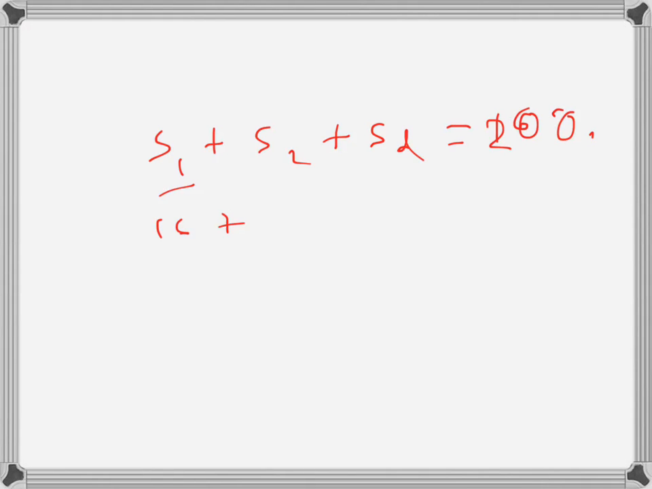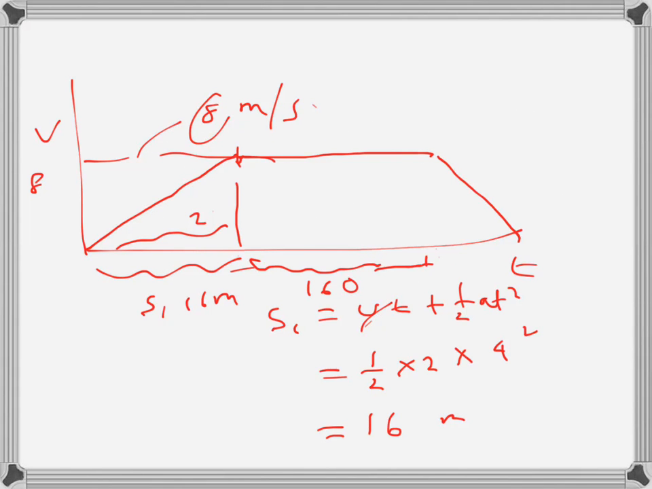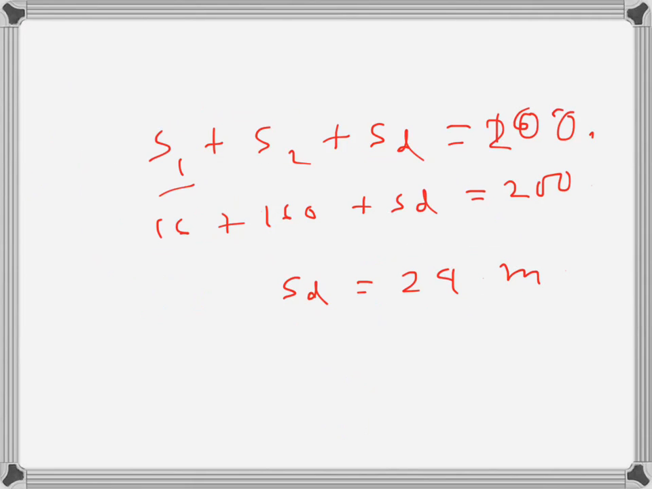So total distance is s1 plus s2 plus the deceleration distance, if we call it sd, which is 200. So s1 is, as we saw, 16, plus 160 plus sd is equal to 200, which gives us sd is equal to 24 meters. So that's the decelerating distance, the distance traveled under deceleration, and the final velocity is 0 since it comes to rest.